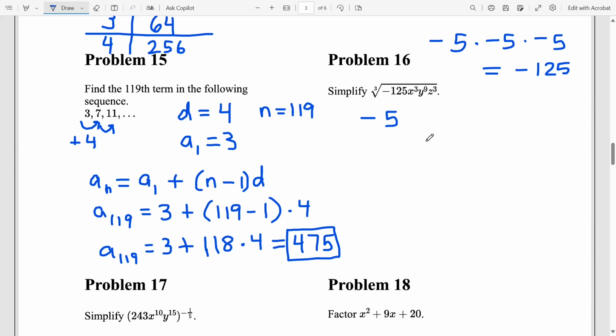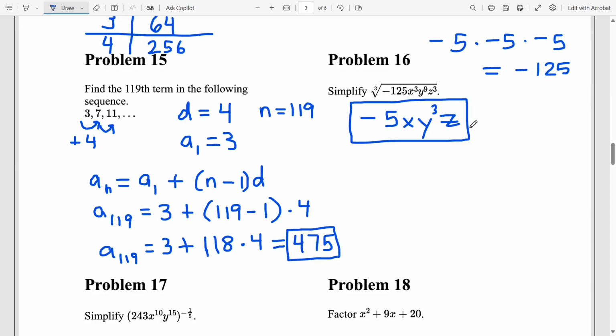All right. Now, the cube root of x cubed is just x, because x times x times x is x cubed. The cube root of y to the 9th is y cubed. So we take the exponent here, and we're going to divide it by 3. So we get y cubed, and then cube root of z cubed is just z. So we have -5x y cubed z is our solution here.